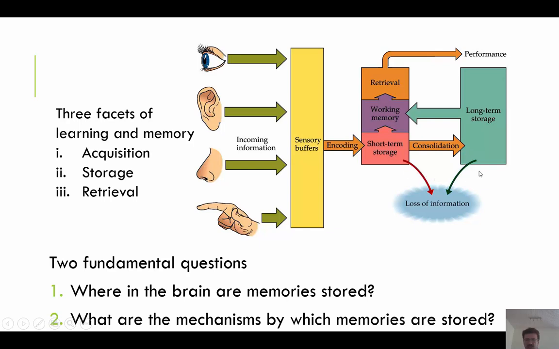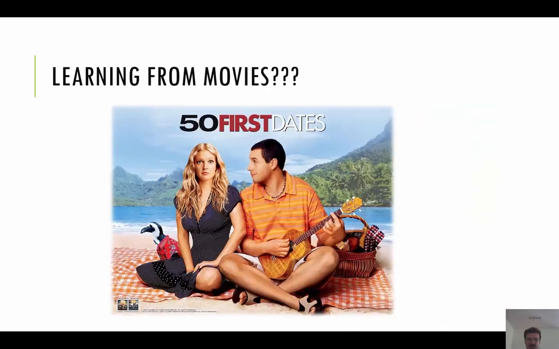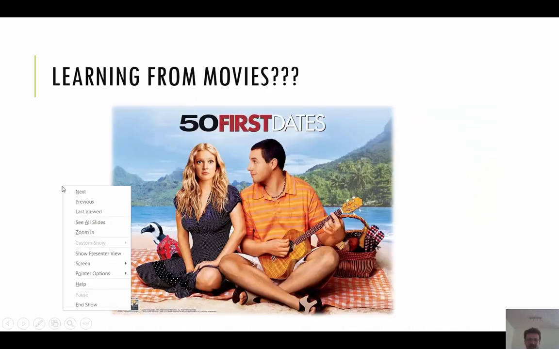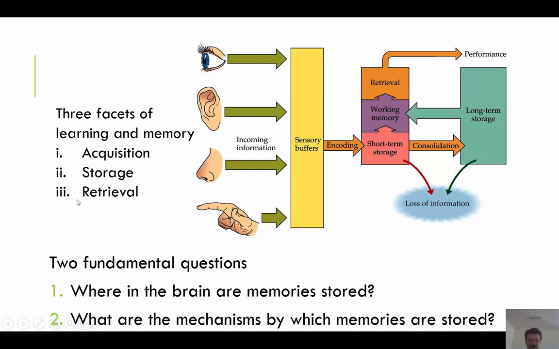And we're going to discuss what those systems are and try to answer two fundamental questions. The two questions that we'll be seeking to answer are, where in the brain are memories stored? And what are the mechanisms by which those memories are stored?